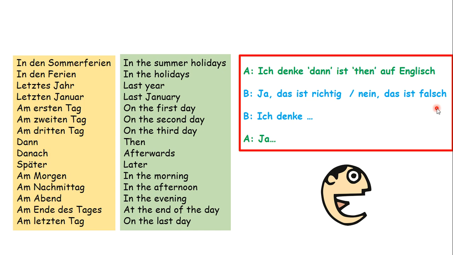Am Ende des Tages, at the end of the day. Am letzten Tag, on the last day. Okay, so in your book or on your piece of paper, write those down in English and German so that you can revise from them. So they are all time phrases. You can pause the video if you need more time to write these down.